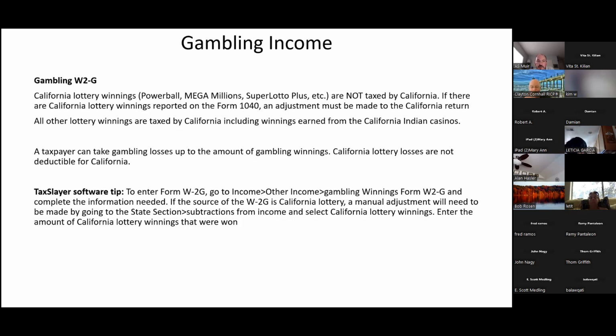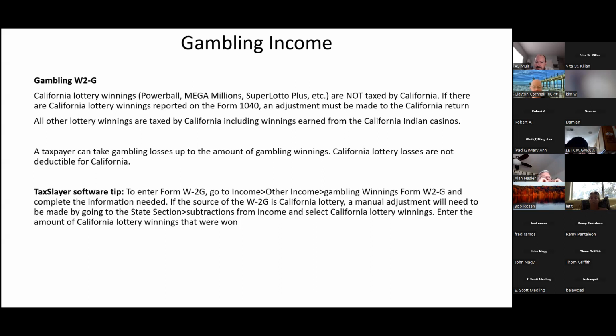Okay, let's jump to gambling winnings. This is the W-2G. And I'm not a big gambler. I go to Vegas maybe once, maybe twice a year. But what happens is there are certain games where a W-2G will be issued. And for California lottery winnings, there are different names for it: Powerball, Mega Millions, SuperLotto. Plain and simple, they're not taxed by the state of California. So what that means is you're going to report that on your federal return, and then you have to enter on the California return the amount of winnings that are not subject to tax. And that's one of those tabs you'll see in the tax program.